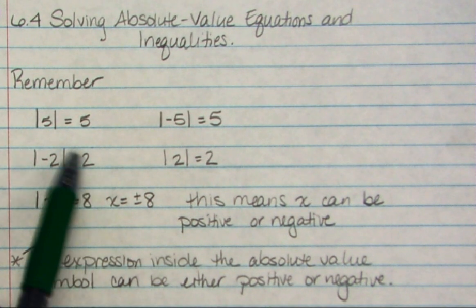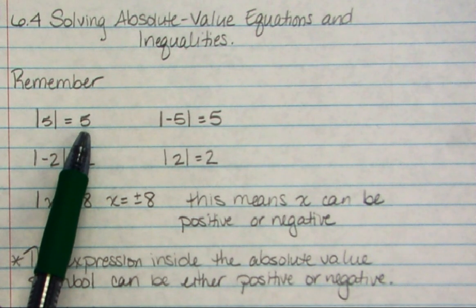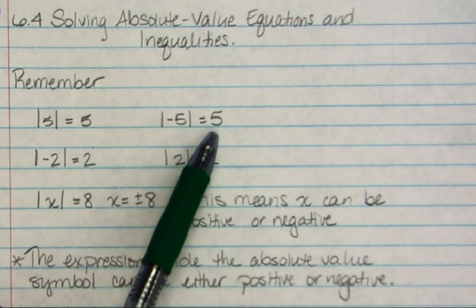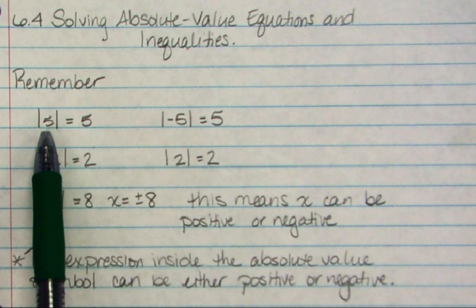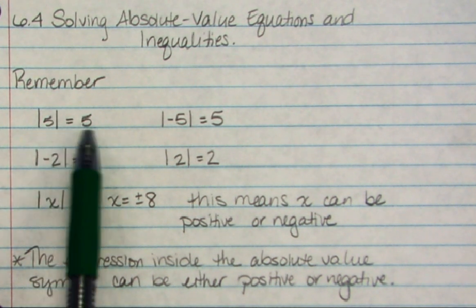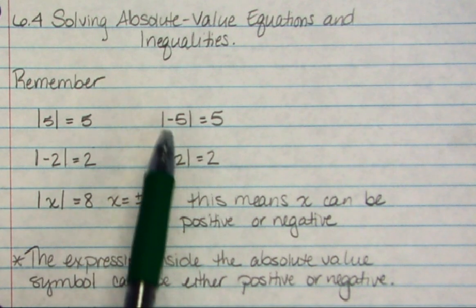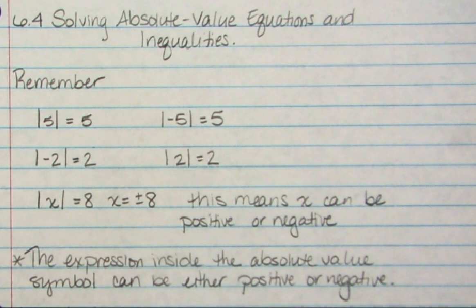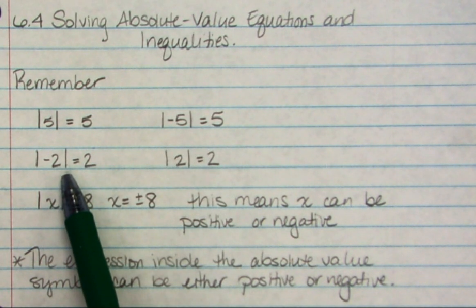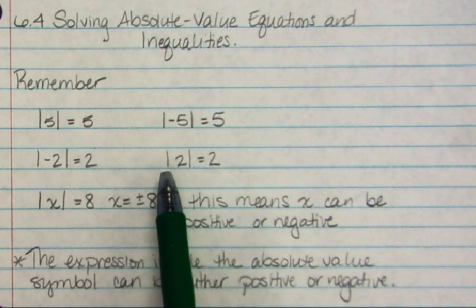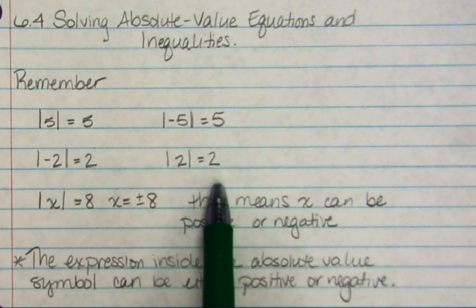So the absolute value of positive 5 is 5, but the absolute value of negative 5 is also equal to 5. So when we have a positive, the answer is positive, but when we have the negative, negative 5 is 5 units away from 0, and so by definition, the absolute value of negative 5 is positive 5, because that's how far away from 0 it is on the number line. The absolute value of negative 2 is 2, and the absolute value of positive 2 is also 2.